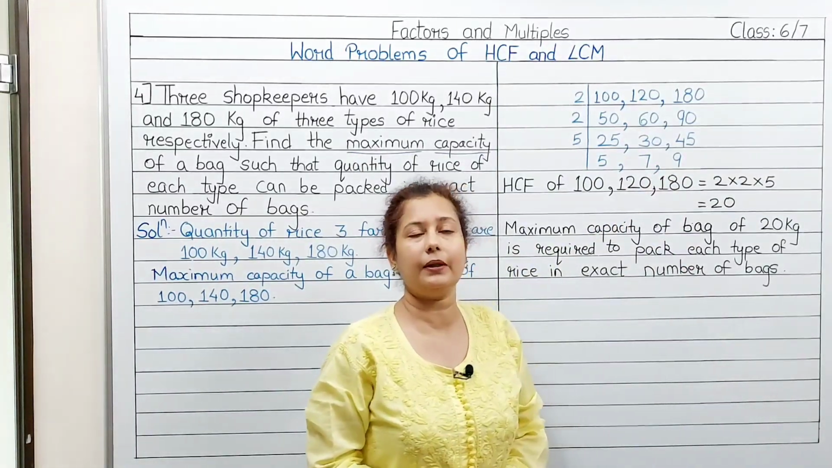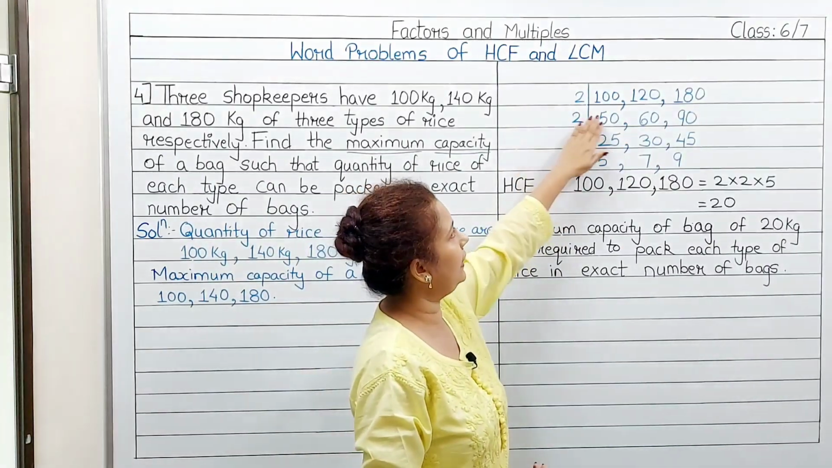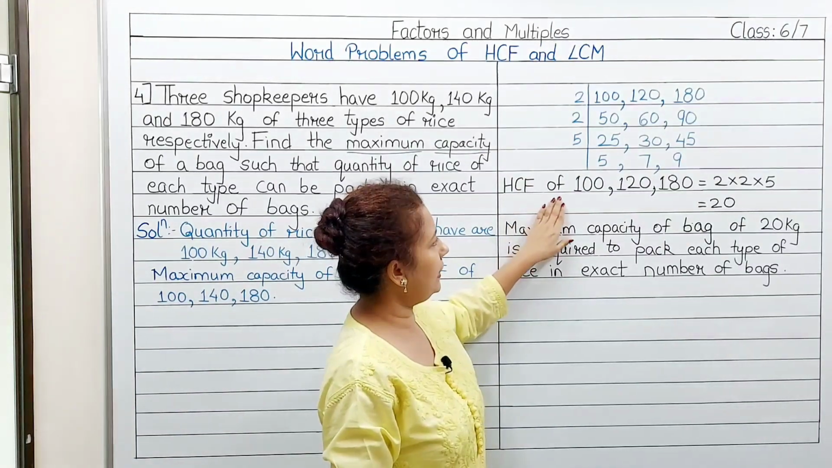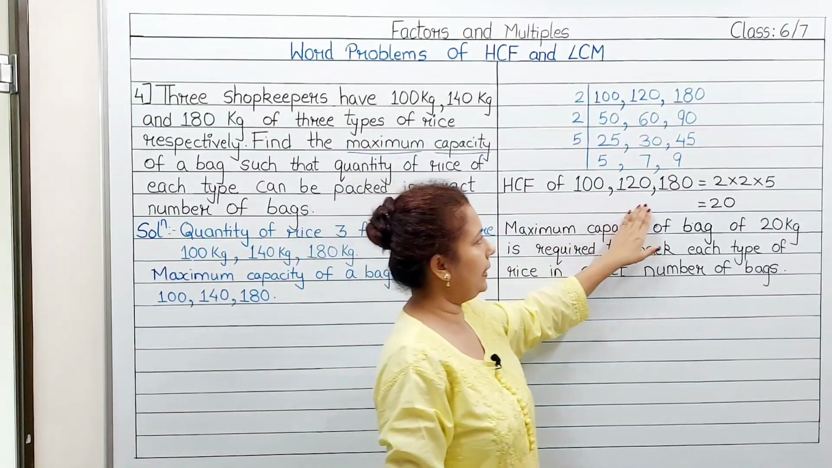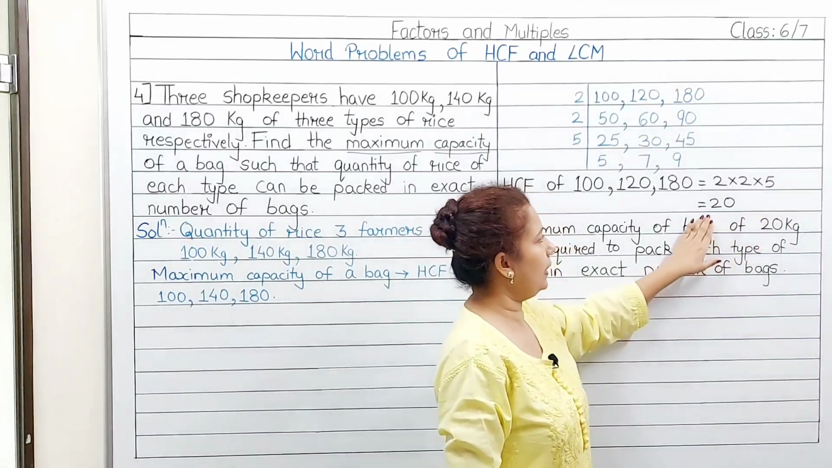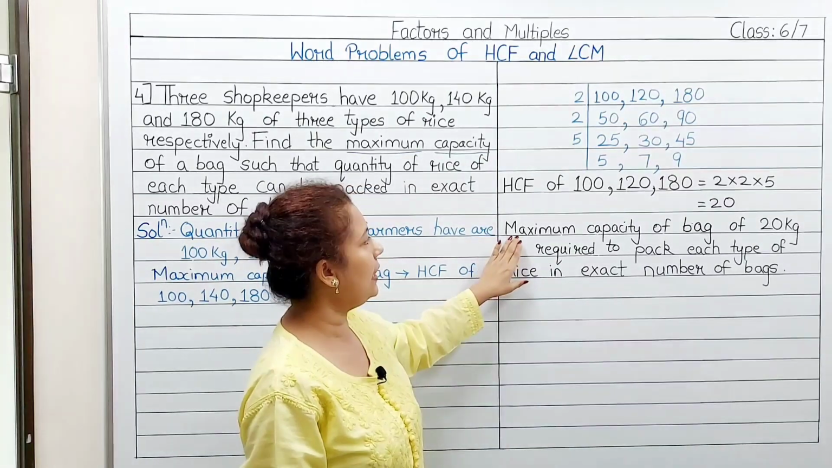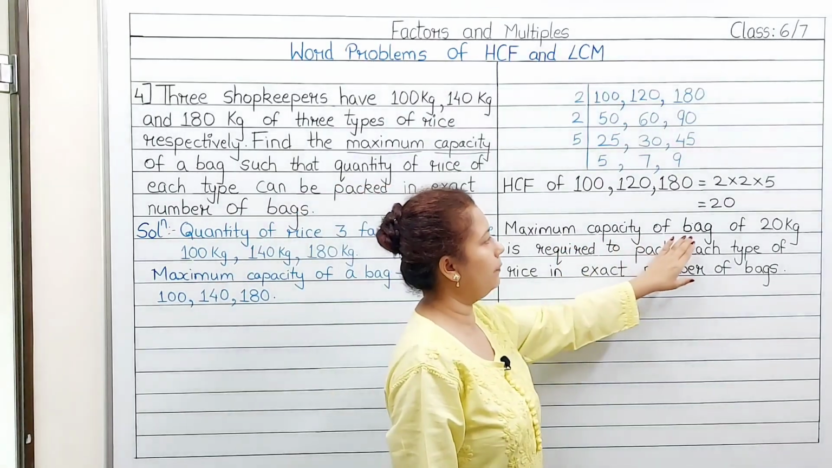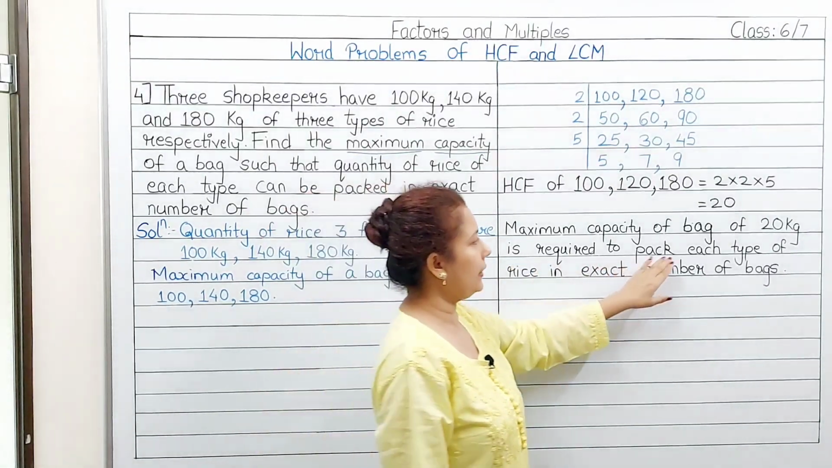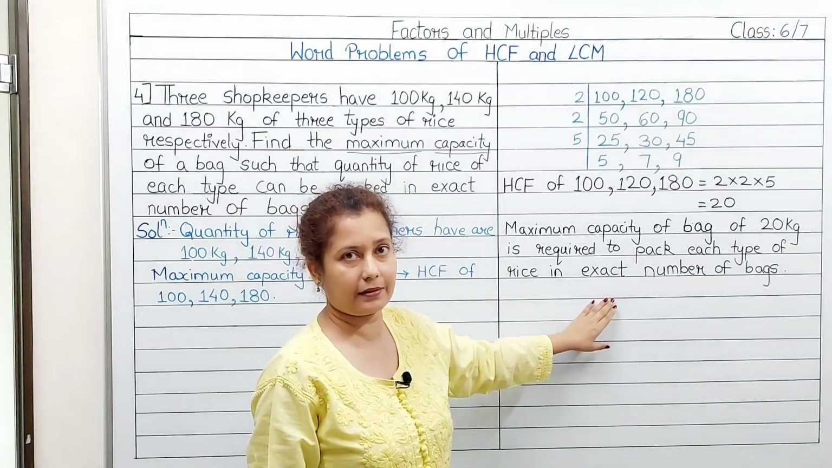These are not divisible by any common prime number. So the factors of these three numbers are 2, 2 and 5. So HCF of 100, 140 and 180 is 2 into 2 into 5, which is equal to 20. So we will write the last statement: a maximum bag capacity of 20 kg is required to pack each type of rice in an exact number of bags.